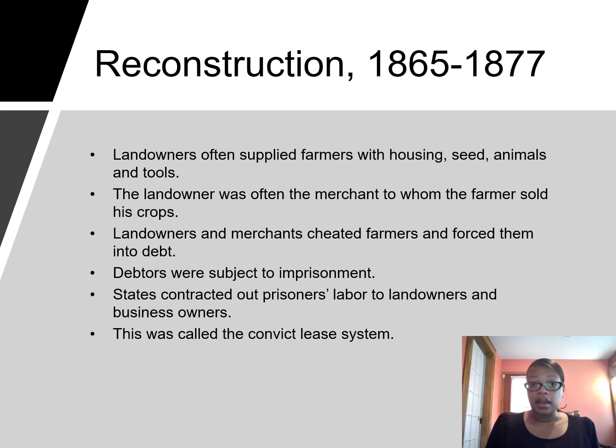Those who were in debt were subject to imprisonment. So if you are a poor Black farmer and you end up in debt and you get thrown into jail, sometimes the state would contract out your labor and force you to work for landowners and business owners. And this was known as the convict lease system. So this is yet another way in which the southern states are able to force the labor of Black people without it formally being slavery.